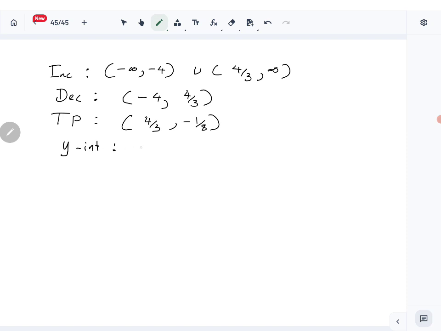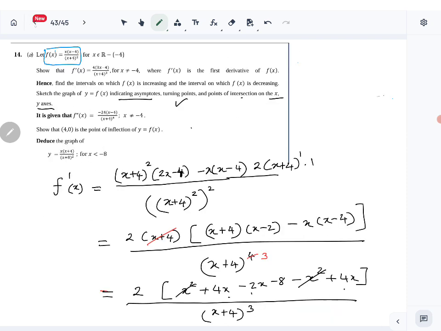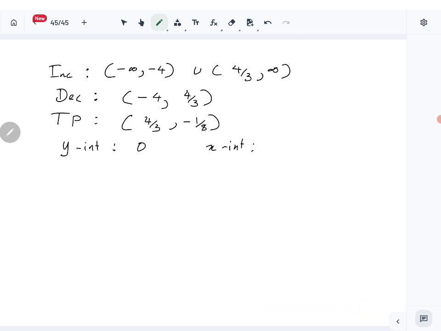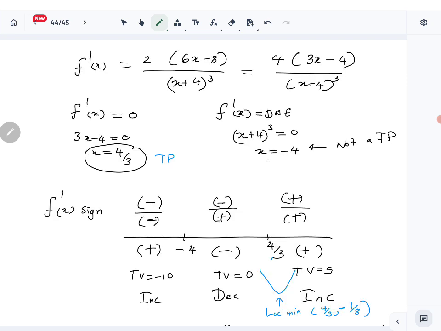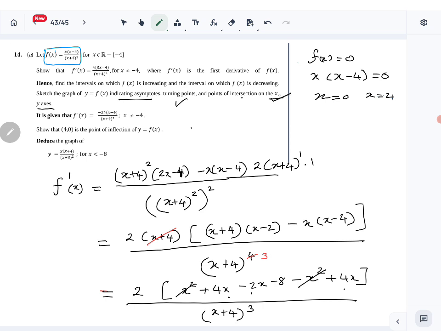Y-intercept 0. X-intercept, you have to solve this function f(x) equals 0. So then the numerator has to be equal to 0. So 2 x-intercepts, 0 and 4. 0 and 4 are the x-intercepts, right? So then this is done, this is done. So what we are left with is to find the asymptotes, right?